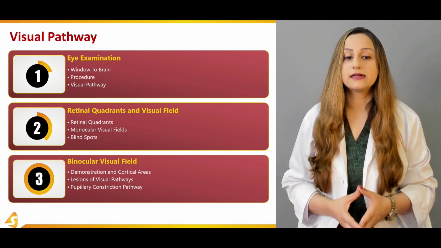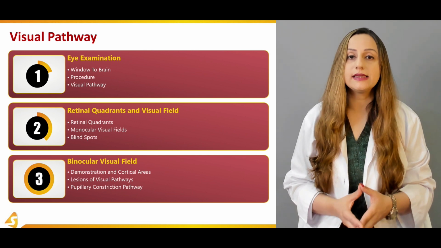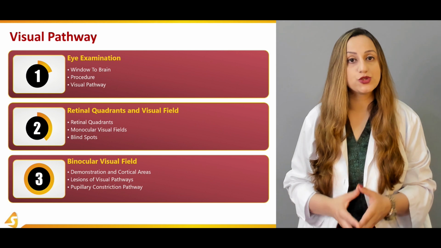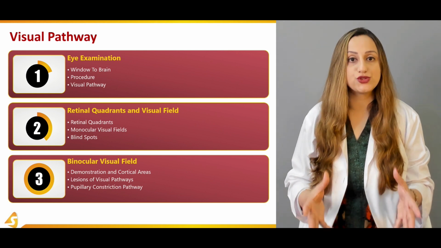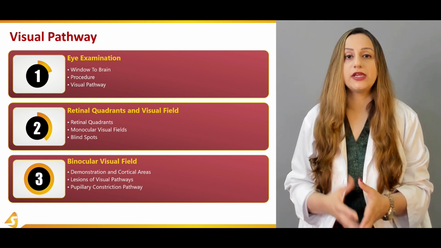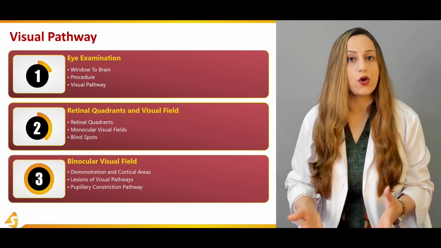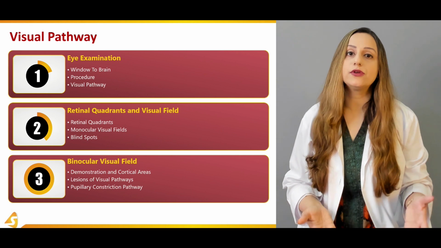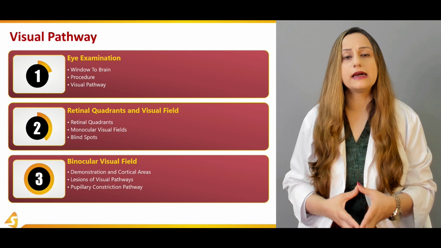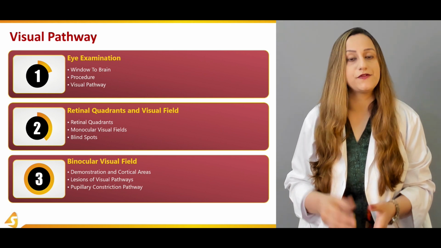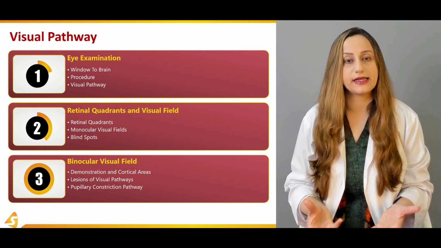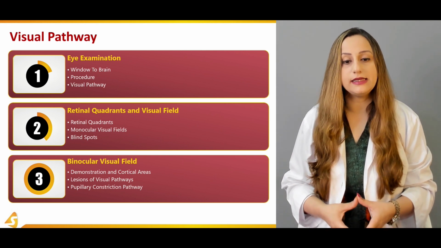In the second section, we'll cover the retinal quadrants. Usually we divide the visual fields into four major quadrants: the nasal quadrants, the upper and lower nasal quadrants, and then the temporal quadrants, the upper and lower temporal quadrants. Any field defects are defined depending upon in which quadrant the defect lies. That is the mainstay here.